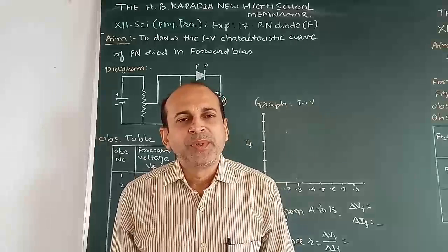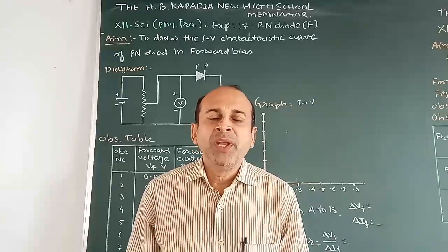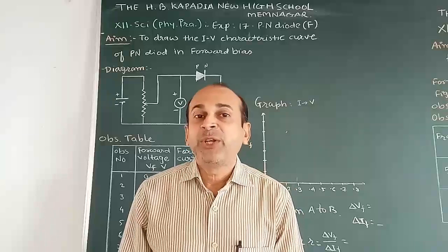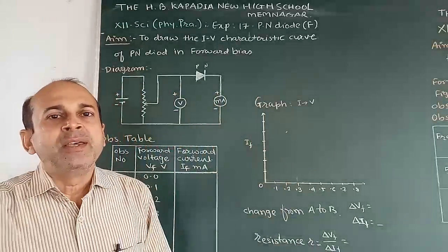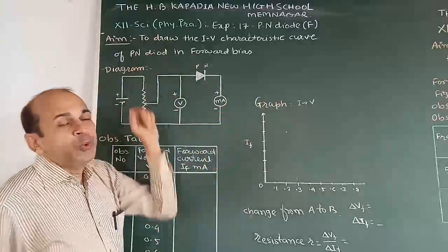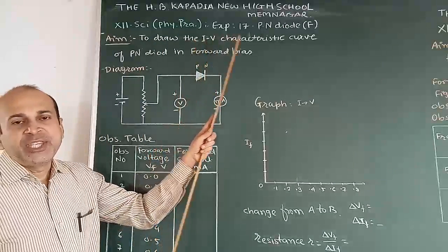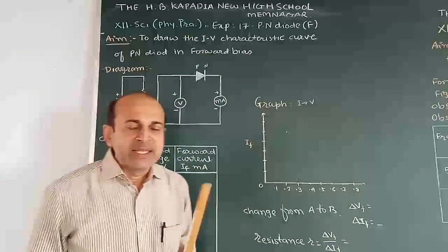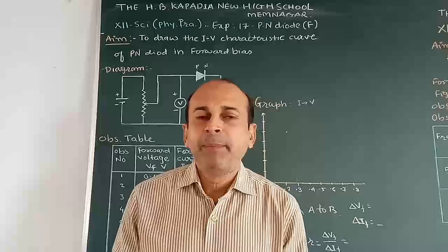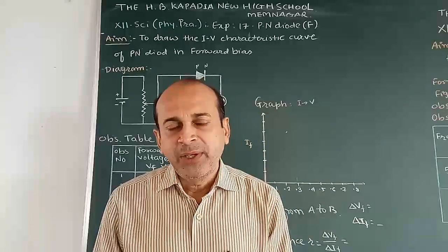Now let us start the new experiment, and it is from the electronics section. So our aim is to study or to draw the current versus voltage characteristics of the P-N diode in forward bias. P-N diode means a P-type material and an N-type material made from a semiconductor.